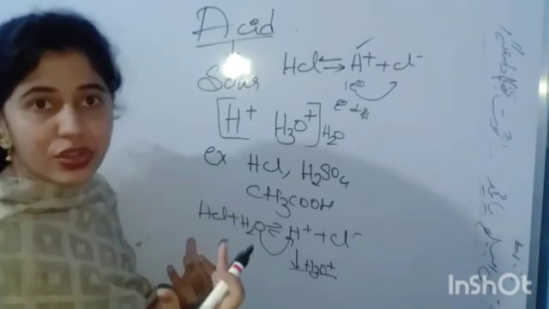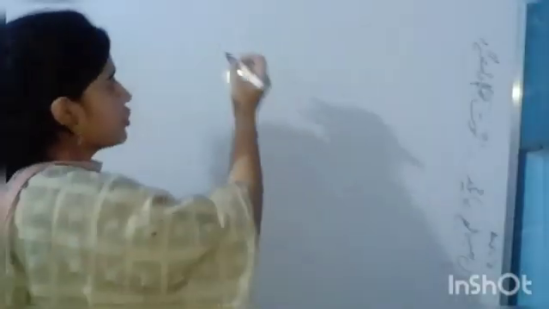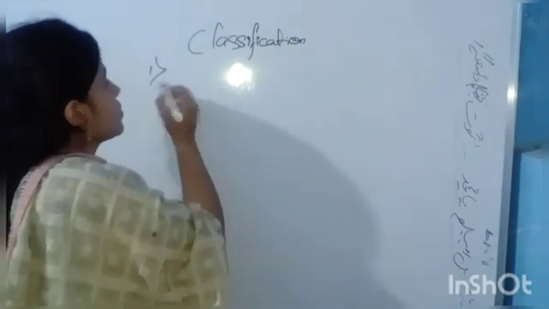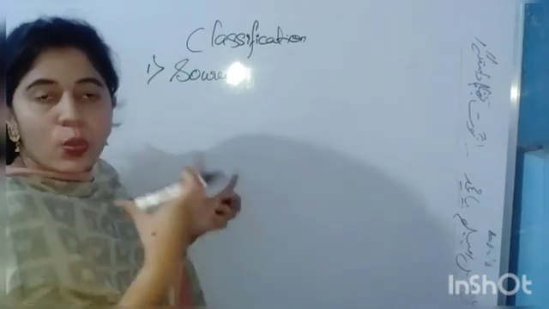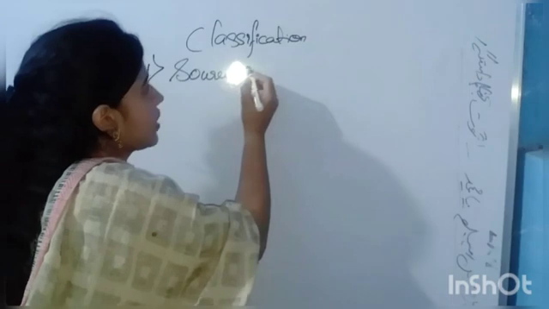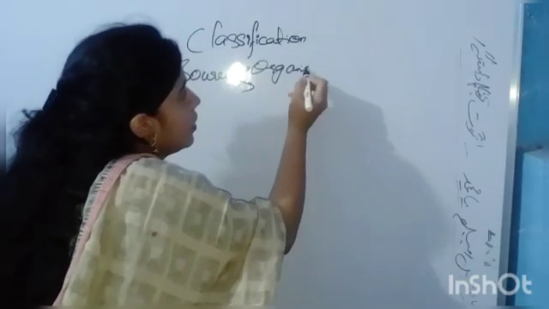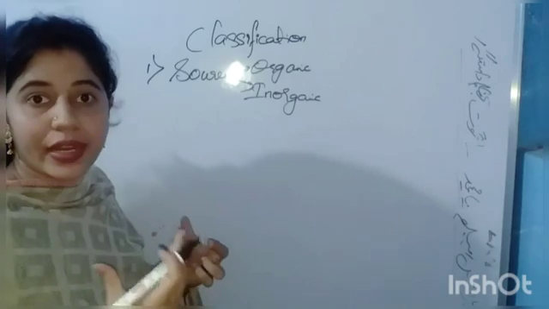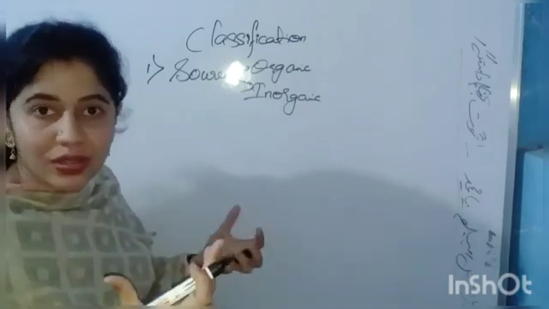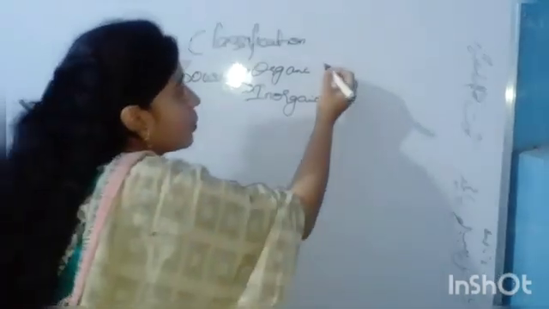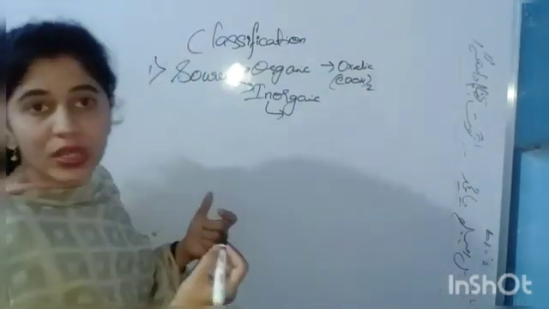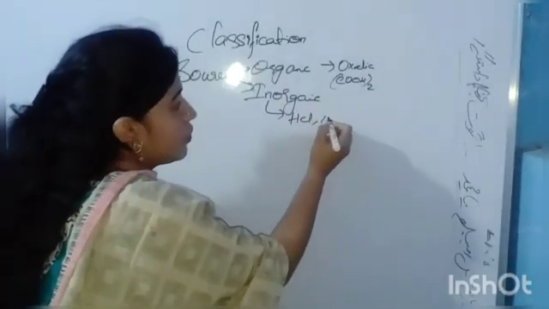When it comes to classification of acid, first and foremost is source. Depending on where we obtain acids, on the basis of that we have classified them into organic and inorganic. Organic means acids obtained in plants and animals, like living things. An example is oxalic acid, which is obtained in tomato. When it comes to inorganic, these are obtained in minerals, like HCl, sulfuric acid, etc.